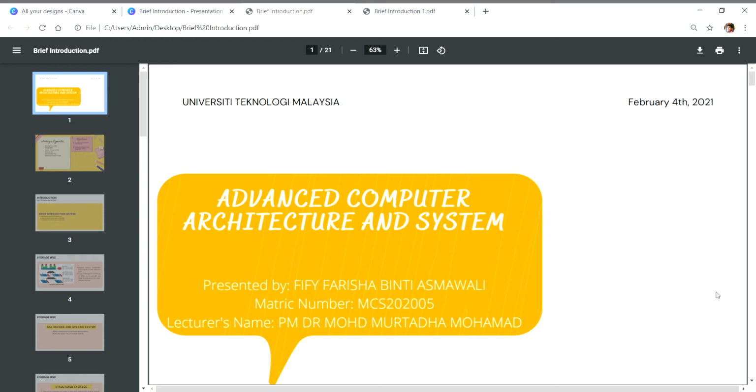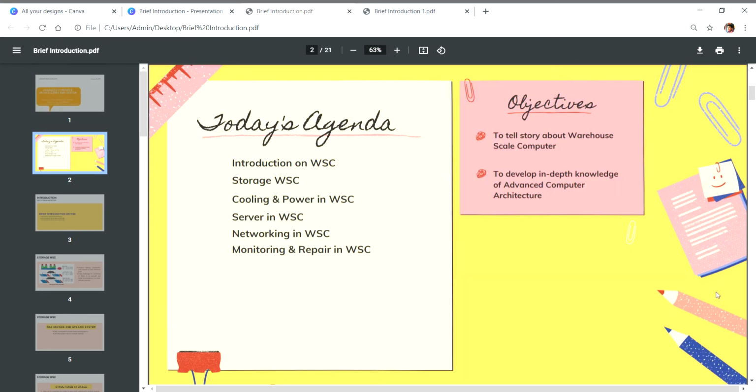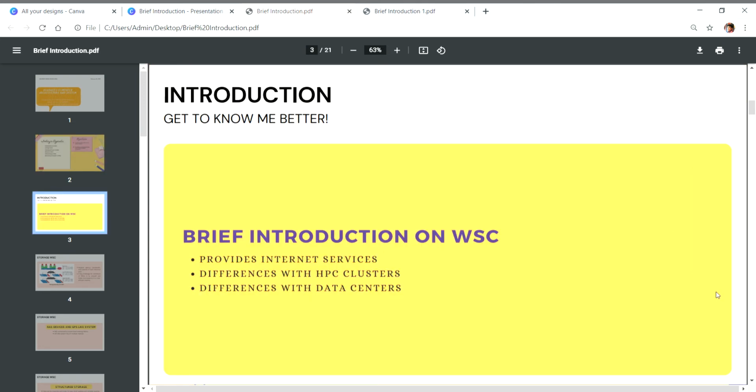My name is Fifi Faisha binti Aswali, and I'll start the presentation for this task for the warehouse scale computer. The slide consists of introduction, storage, cooling and power, server, networking, and monitoring and repair. The objective of this task is to tell a story about the warehouse scale computer and expose students to developing in-depth knowledge of advanced computer architecture. So I'll just go straight to the introduction.